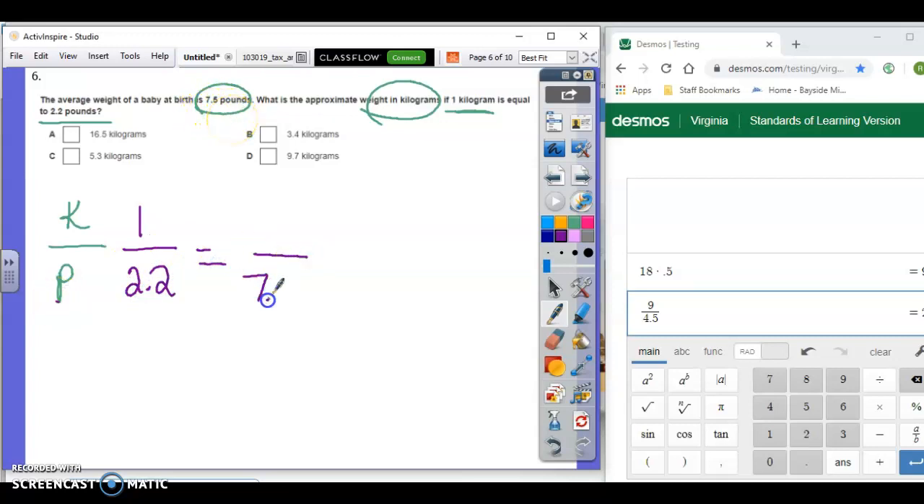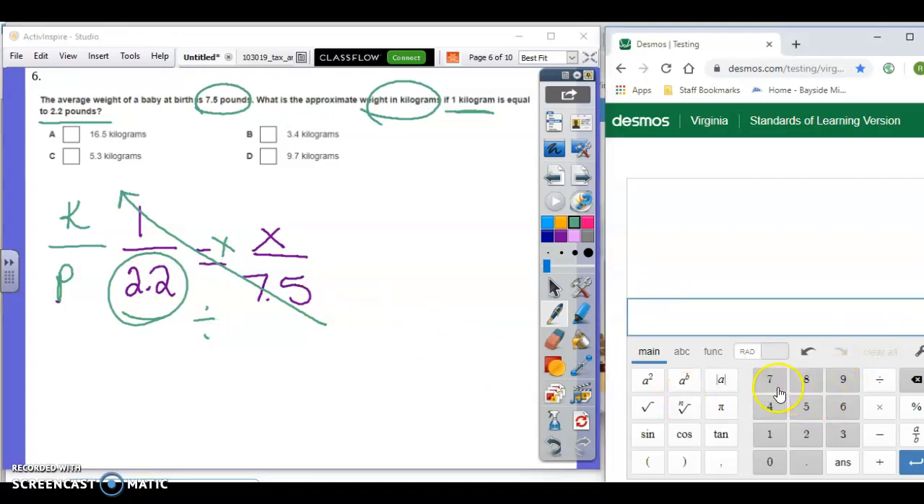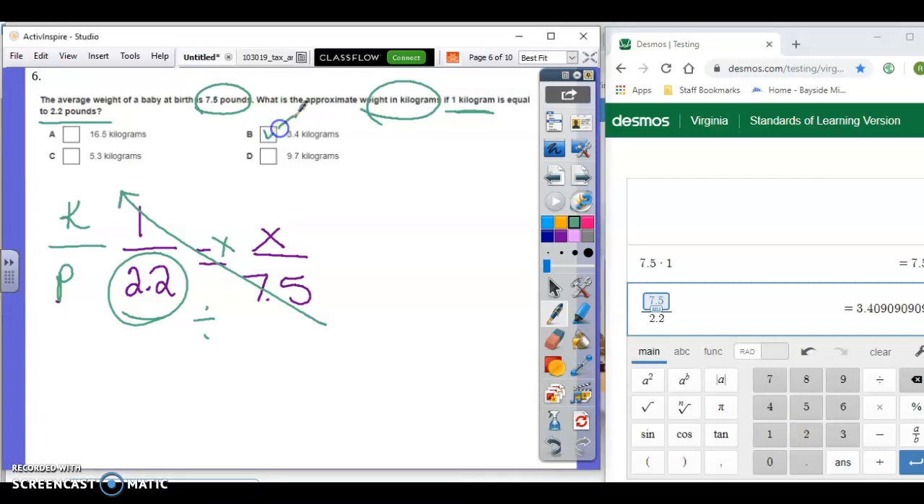So I go to the line that has pounds, and we're trying to determine what's the weight in kilograms. So now we multiply the numbers that are across and divide by what's left over. So we type it into our calculator. 7.5 times 1 is just 7.5. So now we have a new line. 7.5 divided by 2.2 gives us 3.409. So the answer closest to that is 3.4.